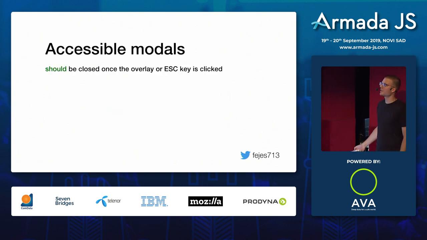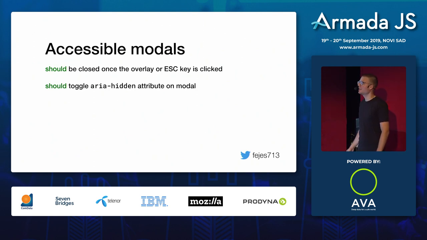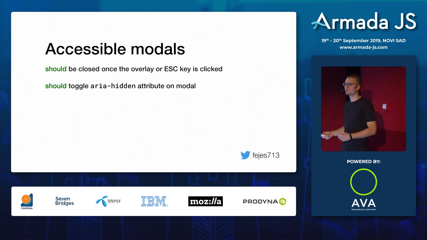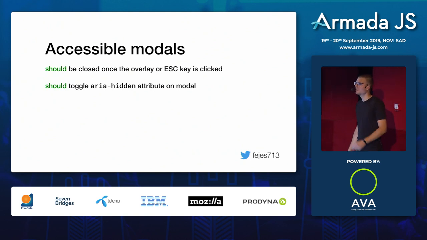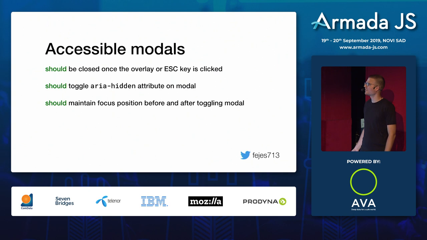So when we speak about accessible modals, they should be closed when we press the escape key or when we click the gray overlay behind them. They should also toggle the aria-hidden attribute on the modal. For example, the way we implement modals is we usually append them to a page, or we hide them at first and then show them once we press that button. The screen reader actually reads all the content in the DOM tree, so it's going to read that modal as well, even if it's not present. So in order to tell the screen reader, hey, don't read this content, we have to set its aria-hidden to true.